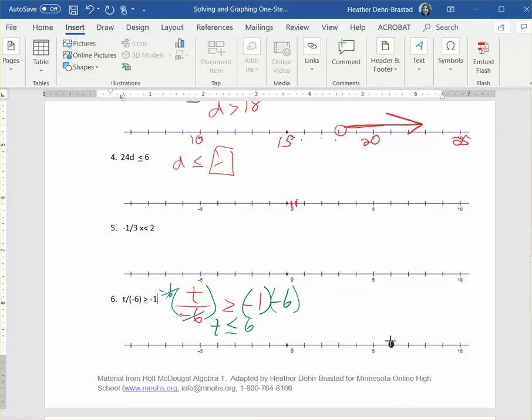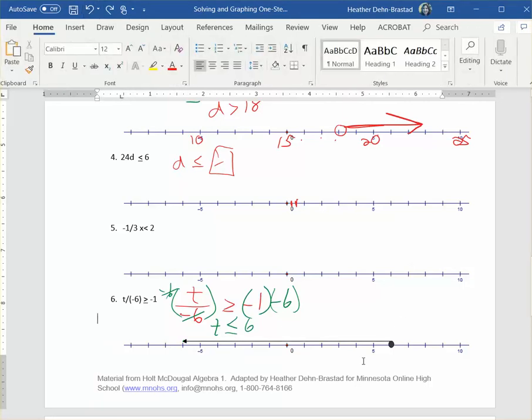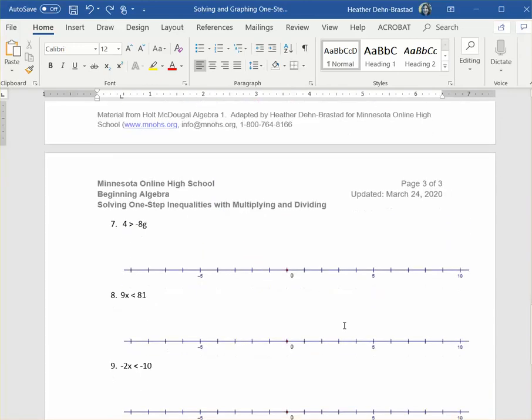So just get a line with an arrow on the end, and I want all the numbers going this way. And you can change the color if you want. It was better the way it was before, there. Or you can just leave it however it shows up. And you'll do the rest of the problems the same way.